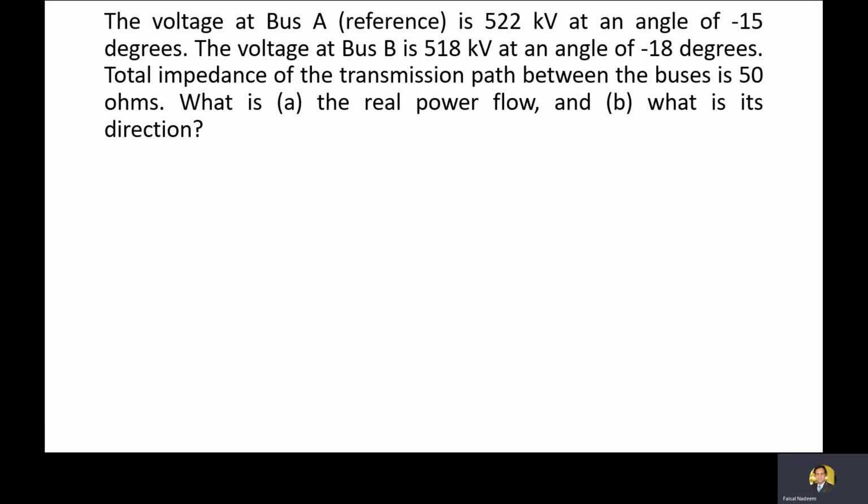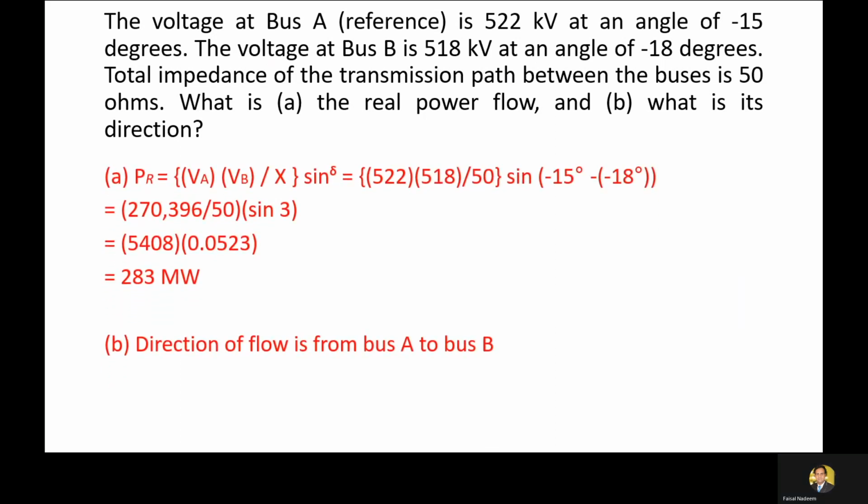So now we will see the solution of this problem. Here it is, the solution of the problem. Because we have to calculate the real power flow, we have applied the formula for real power flow, which is PR is equal to VA VB divided by X multiplied by sine delta. By putting the value of VA, the voltage at bus A, 522 kilovolt, then putting the value of VB, the voltage at bus B, divided by the reactance 50, sine delta. And what is this delta?